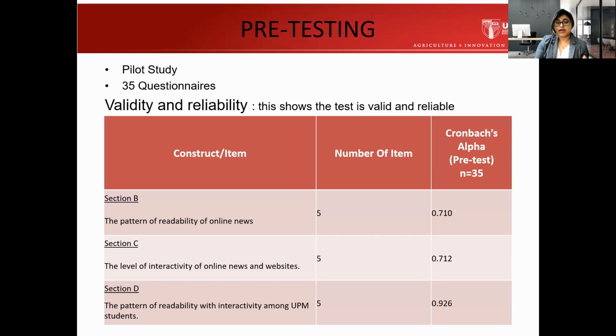All right, so I have done a pilot test on 35 respondents, and I received good feedback. My Cronbach's alpha value for section B was 0.710, section C was 0.712, and section D was 0.926, which was actually good because as long as it's above 0.7, it shows that the test is valid and reliable.